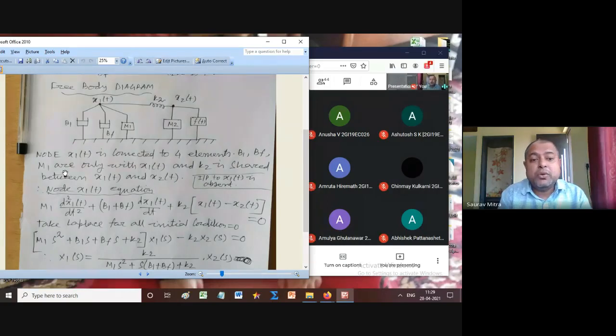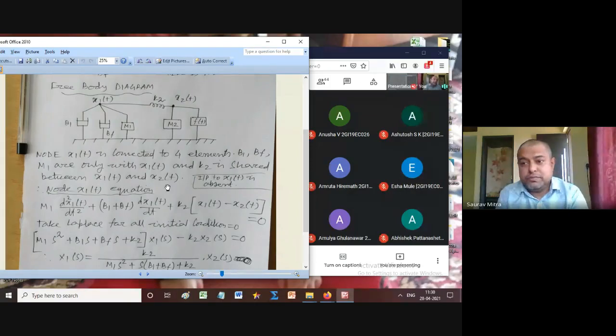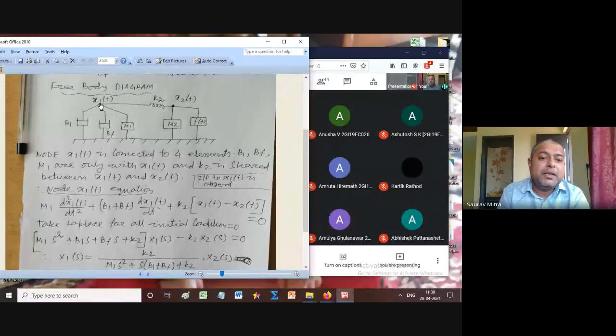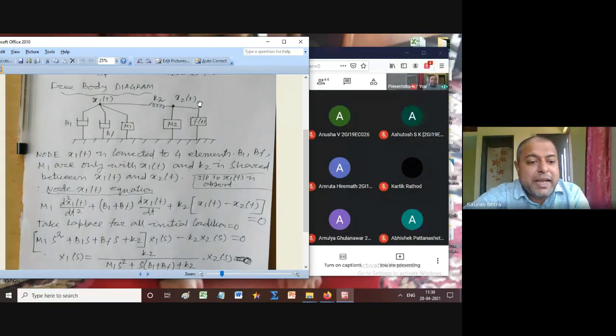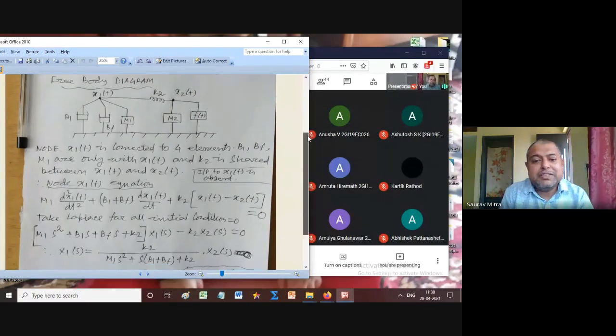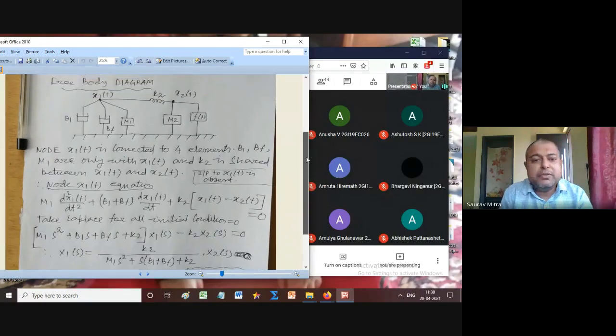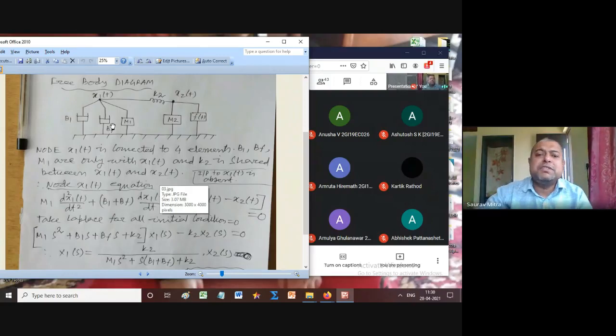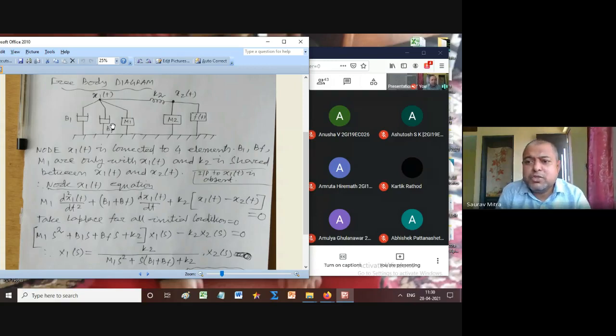So this is written here: node X1 is connected to 4 elements, that is B1, BF, M1, so they are only with X1, and K2 is shared between X1 and X2. So whenever you are writing the node equation for X1, these 3 will be exclusive, but this K2 will be shared between X1 and X2. See how to write the equation. This is the punch line, this is the crunch line, and you have to understand this. So I think you know what BF is now. BF is nothing but the friction between mass M1 and the ground. If in the exam this BF is not given, you have to assume it. You can give any name and you have to assume it.